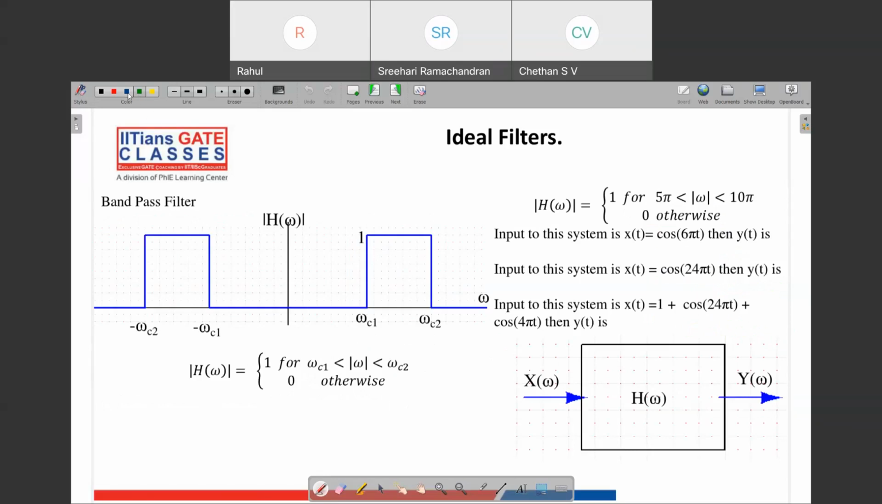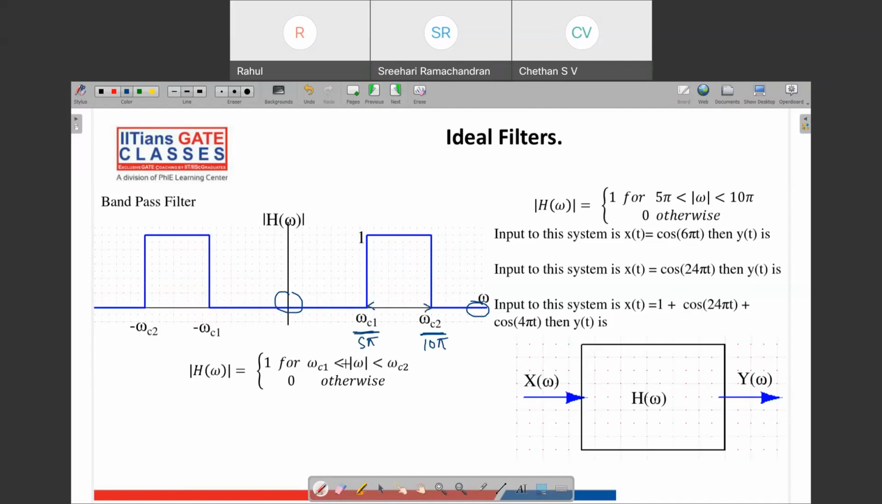In this case, the filter will pass a band pass signal, and it will reject the low frequency signal and the high frequency signal. So in this case, we have two cutoff frequencies, omega c1 and omega c2. Whatever signal is in the range from omega c1 to omega c2 will pass through the system. If the signal is out of this range, it will get blocked by the system. Now I have taken this filter, where omega c1 is 5 pi and omega c2 is 10 pi, so any signal which has a frequency from 5 pi to 10 pi will pass through this filter.